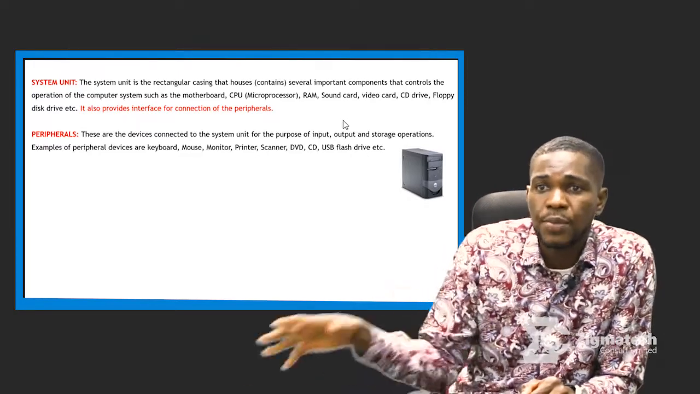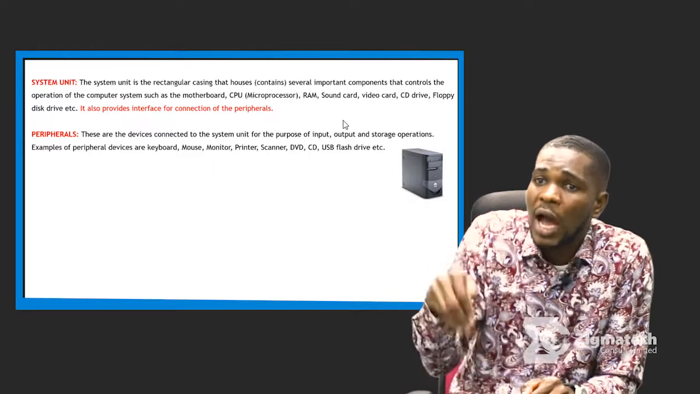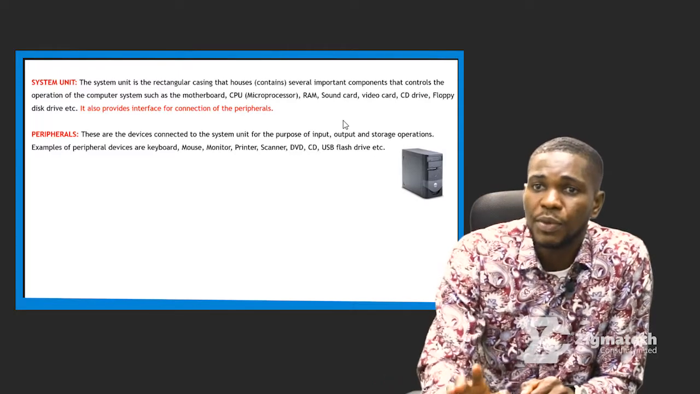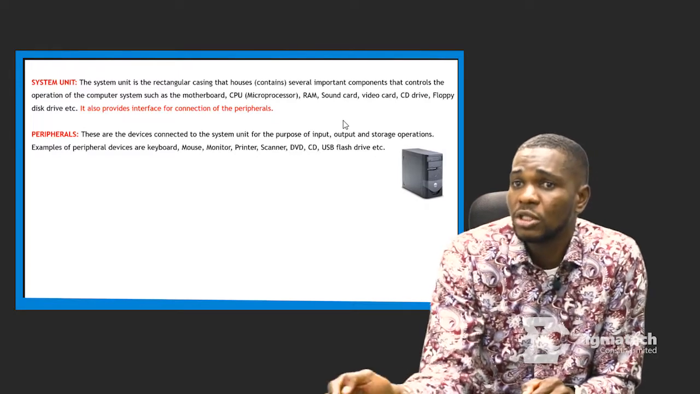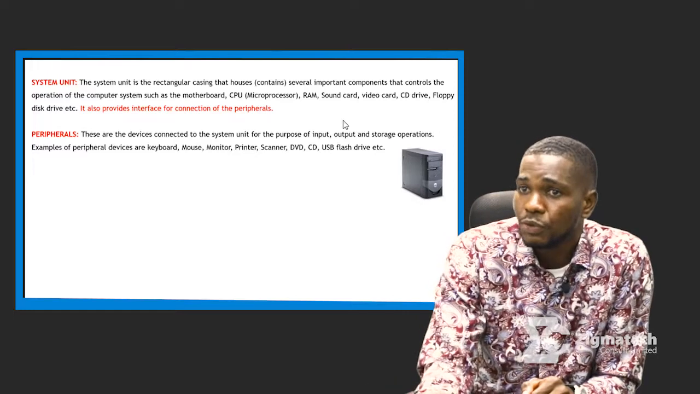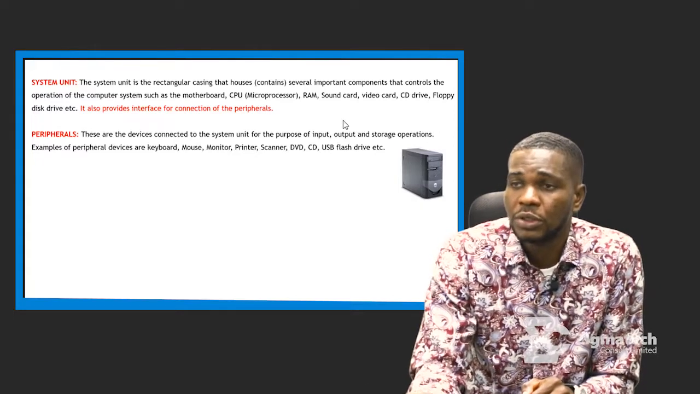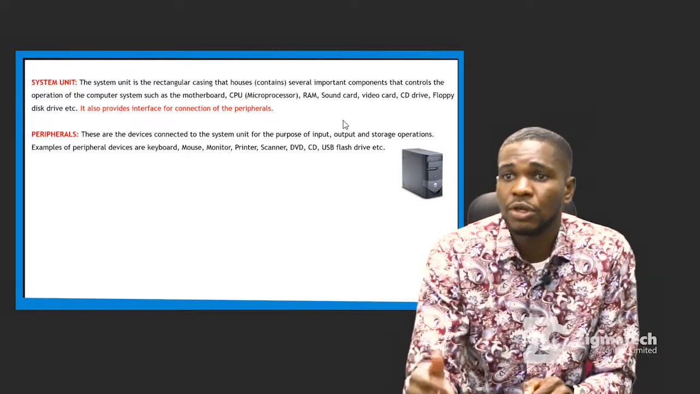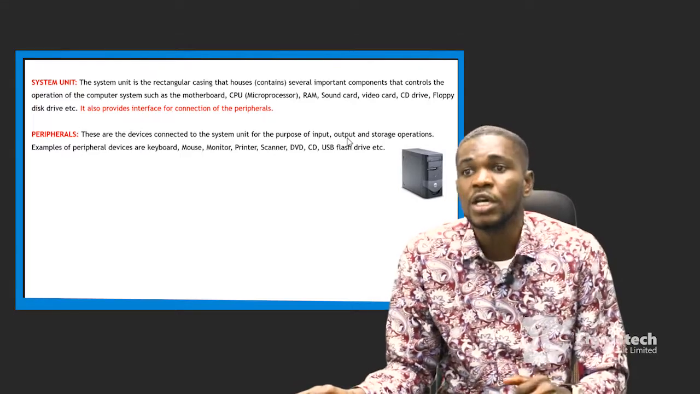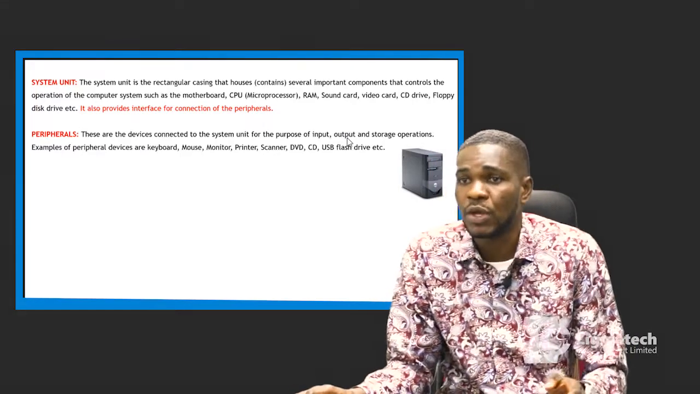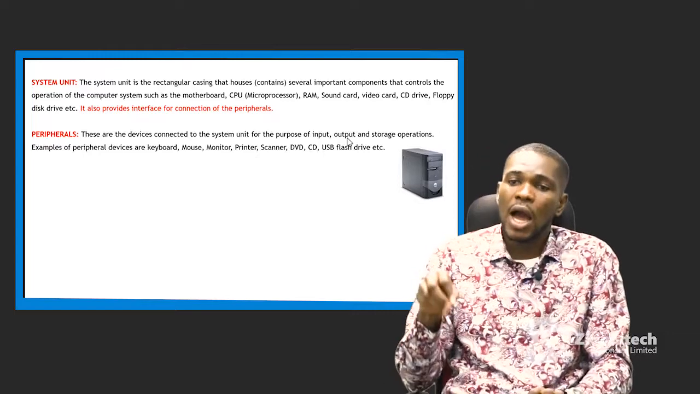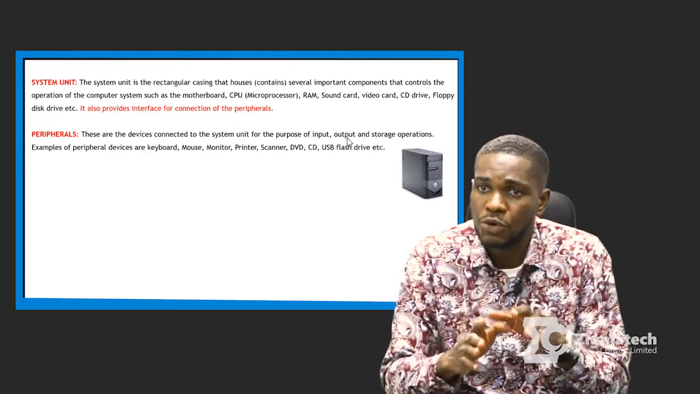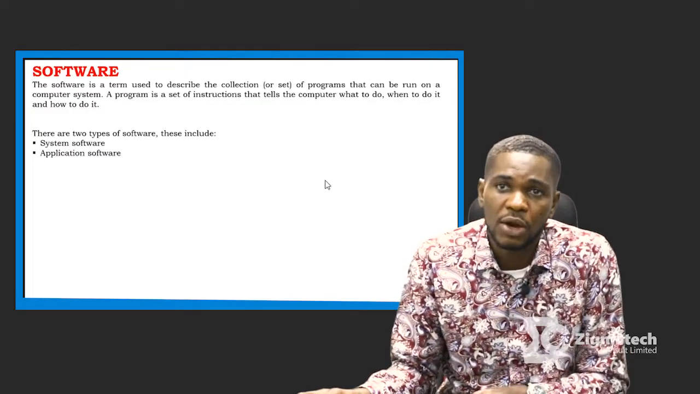And the other parts of this computer that are not housed inside the system unit are referred to as computer peripherals. We look at the peripherals as the devices that are connected to the system unit for the purpose of input, output, and storage operations. Examples of these peripheral devices are the keyboard, the mouse, the monitor, the printer, the scanner, the DVD, your USB flash drive, and all the rest of them. So any device that is not housed by the system unit but is connected outside the system unit for operation is referred to as a peripheral device.